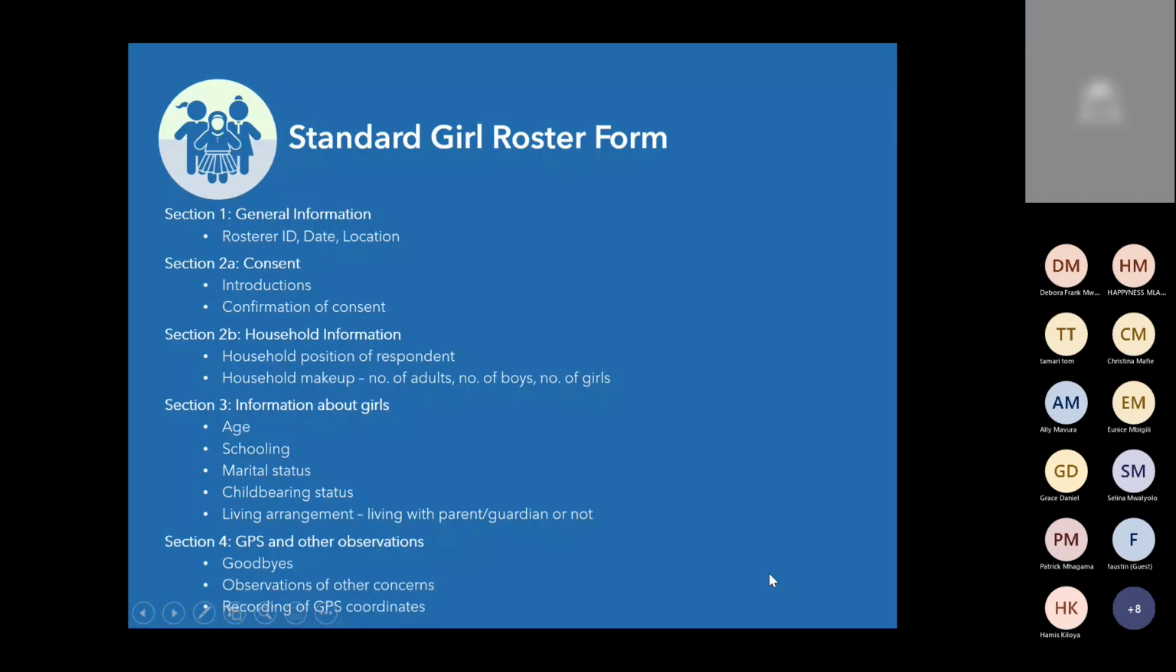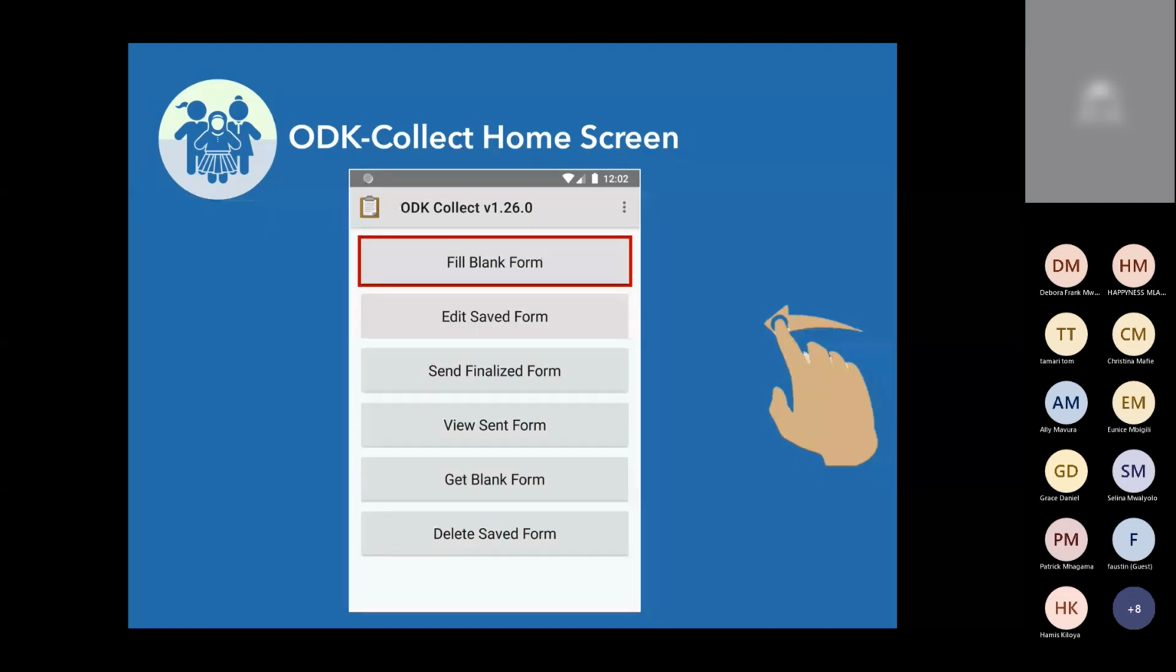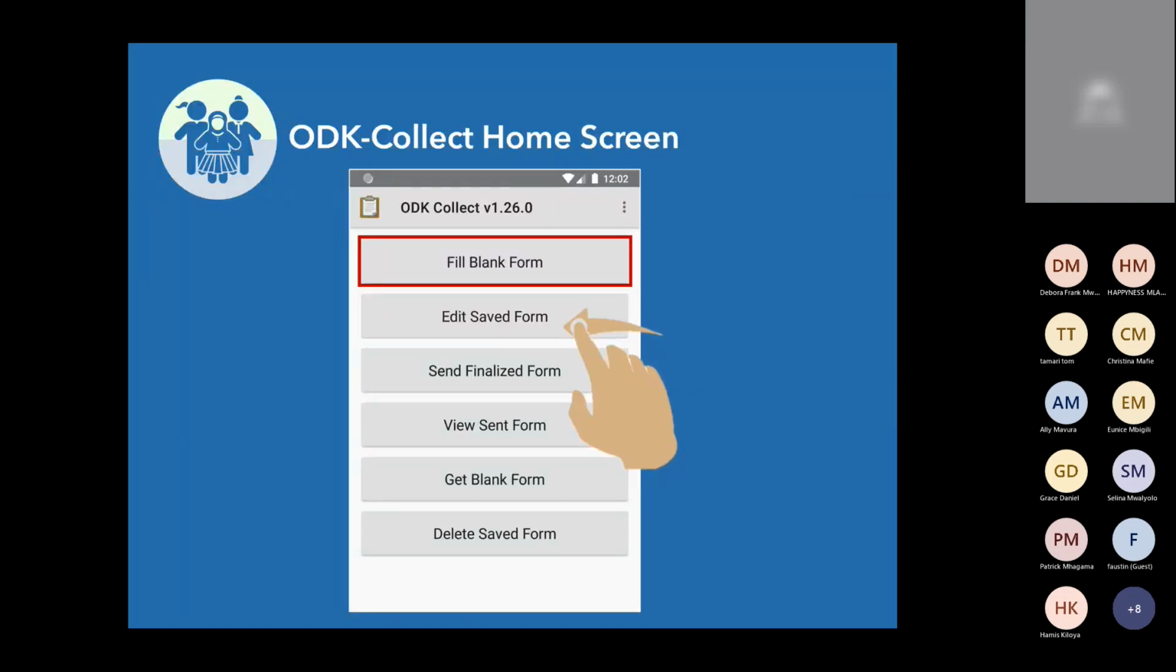Okay. All right. So we're going to go through the rest of the sections today. Just as a reminder, though, the home screen for the app that you will use to implement the tool looks like this. Whenever you are ready to use a new questionnaire, you're going to select fill blank form. And as you go through each page of the questionnaire, you're just going to swipe right to left as if you were flipping a page in a book. And that's how you get from question to question. If it doesn't allow you to proceed, it's because the question that you are on is required.